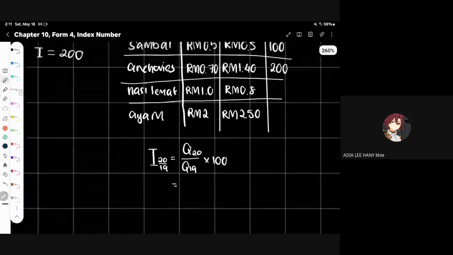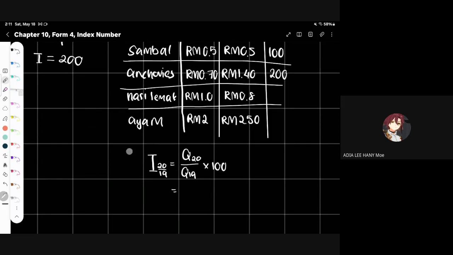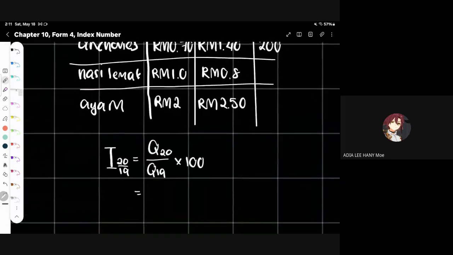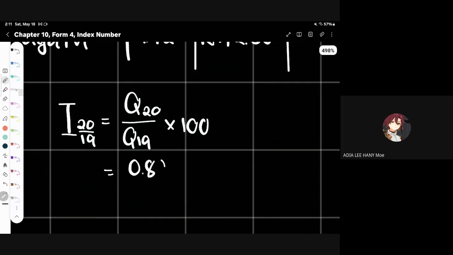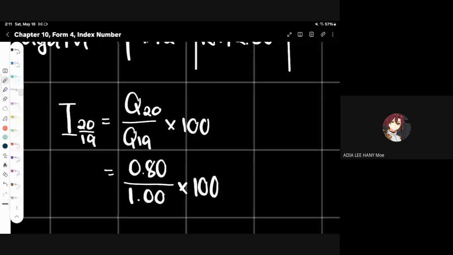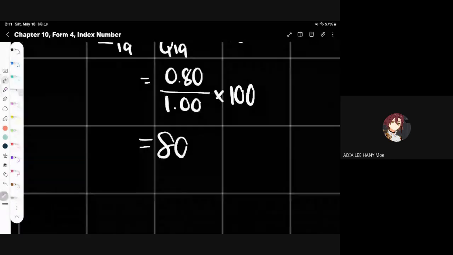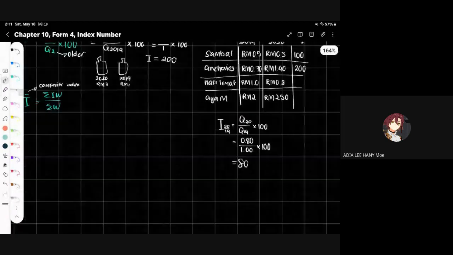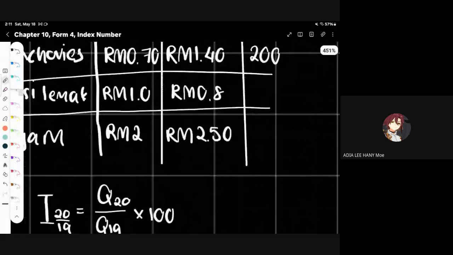Now you can just substitute the value. Remember, Q is the price, so we substitute the values here. Nasi lemak at 2020, the cost is 0.8, and at 2019 it is 1. So 0.8 times 100 divided by 1 should be 80%. It decreased by 80%. Is it correct? Yeah, the percentage is 80%.